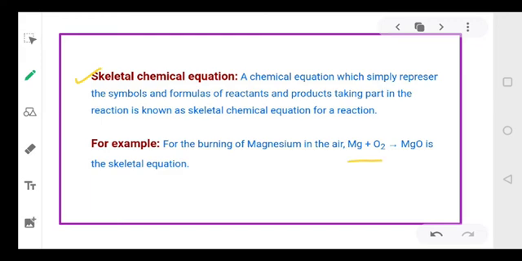Like suppose if we write Mg plus O2 is equal to MgO. So this is simply a skeletal equation. A chemical equation which represents the symbols and formulas of reactants and products which are taking part in the reaction is referred to as a skeletal chemical equation.